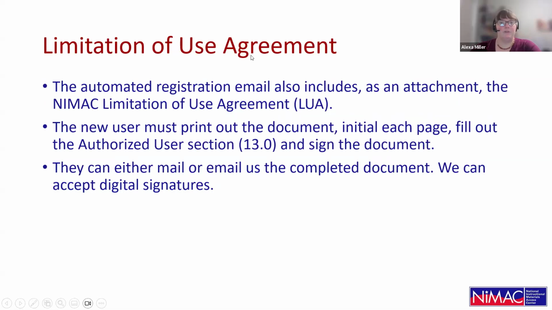And the limitation of use agreement, we just talked about that a little bit. The automated registration email that the authorized user receives includes as an attachment the NIMAC limitation of use agreement. And so just like you would fill out for the hybrid state coordinator account, the new authorized user will do that as well. They have to print out the document, initial each page, and fill out that authorized user section, that 13.0, and then also sign it and then either mail it or email it back to us. Again, we accept digital signatures for those.